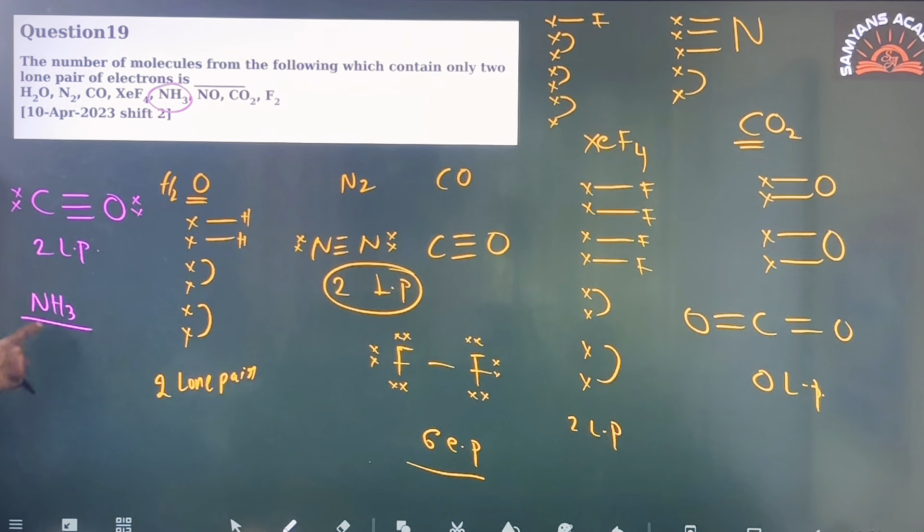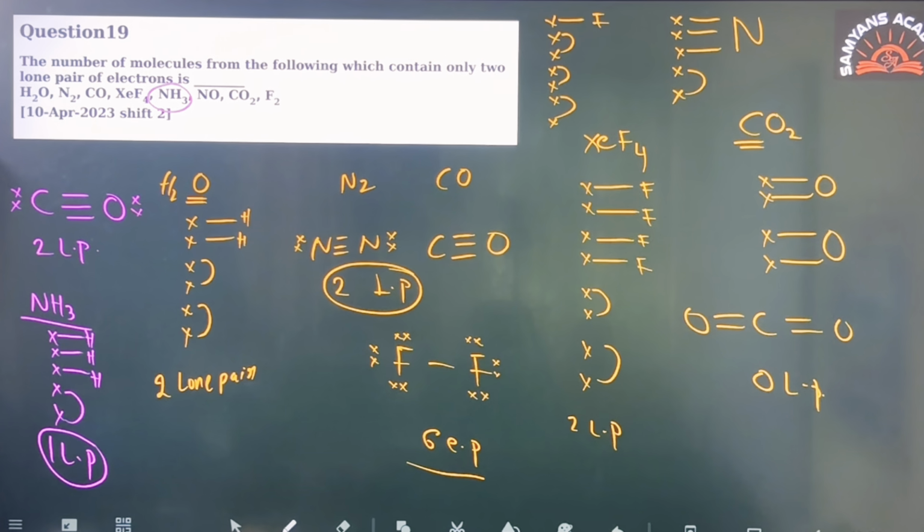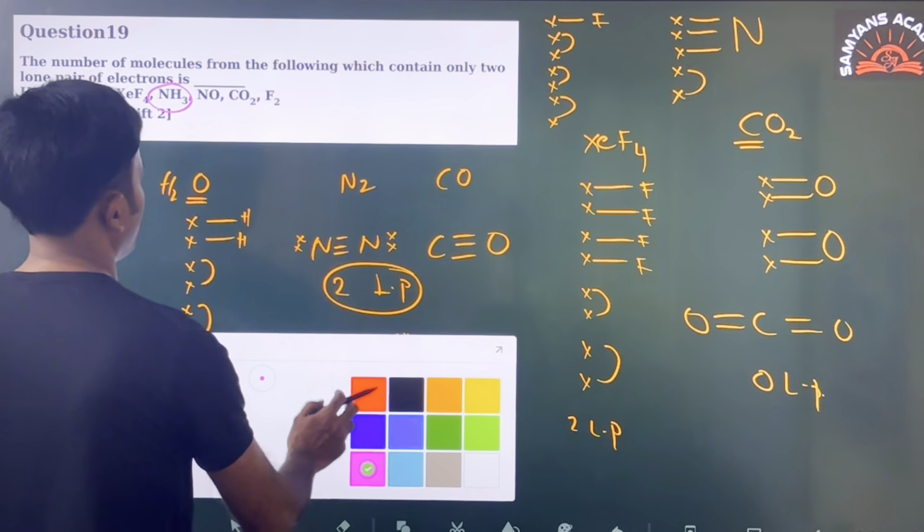So nitrogen belongs to which group? Fifth group, right? So these 3 hydrogens are bonded with 3 electrons of the nitrogen. So nitrogen has here one lone pair, so ammonia has only one lone pair. Next, NO. NO molecule, you see here.